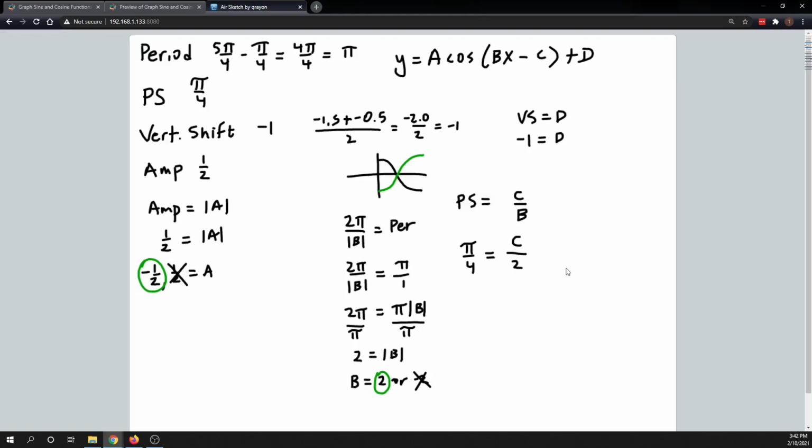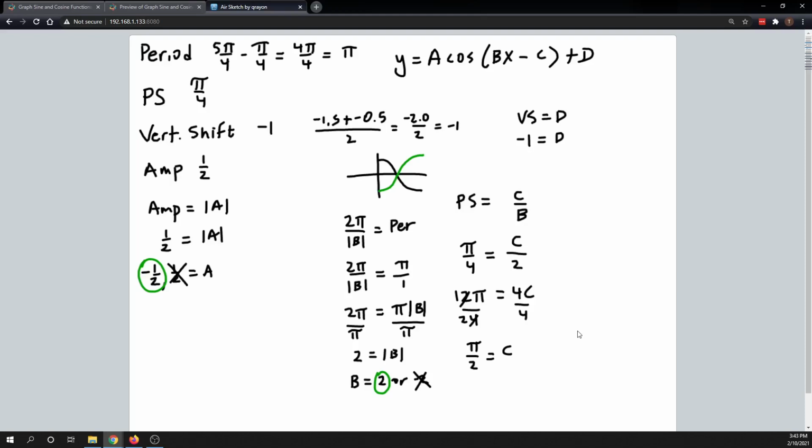So that gives us a little equation to solve, and again, just cross multiply. Pi times 2 is 2 pi. 4 times c is 4c. And divide both sides by 4. So over here on the left-hand side, 2 goes into itself once. It goes into 4 twice. So we get pi times 1 on top, which is just pi, and 2 on the bottom. And over on the right side, we get c.